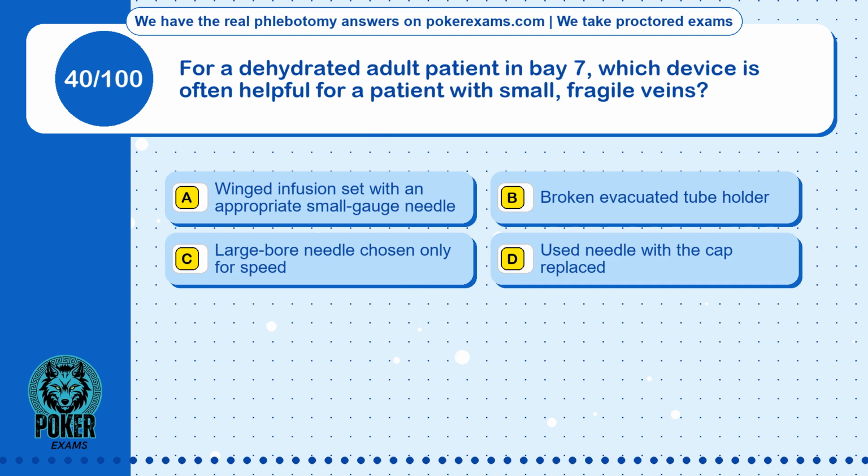Question 40. For a dehydrated adult patient in Bay 7, which device is often helpful for a patient with small, fragile veins? Option A. Winged infusion set with an appropriate small gauge needle. Option B. Broken evacuated tube holder. Option C. Large bore needle chosen only for speed. Option D. Used needle with the cap replaced.